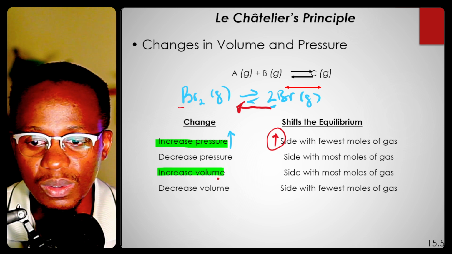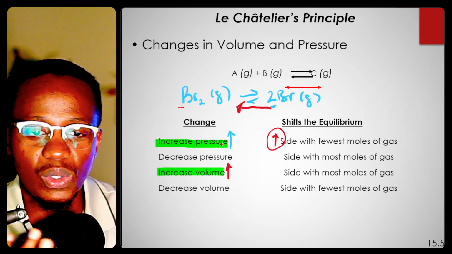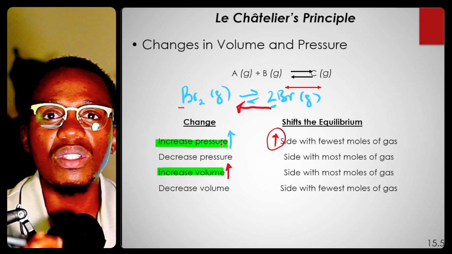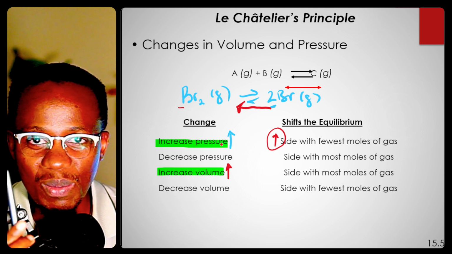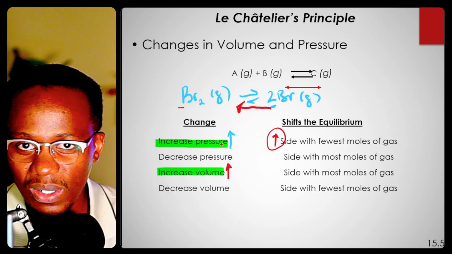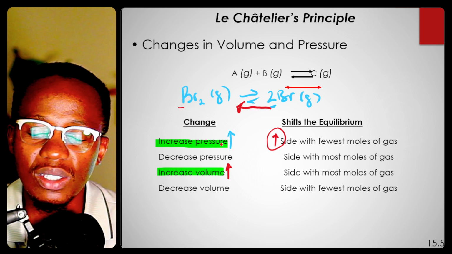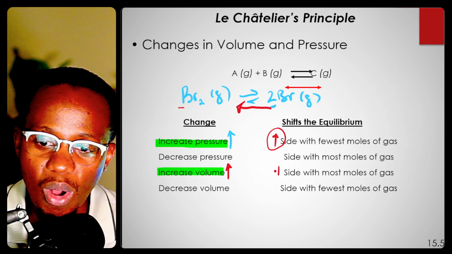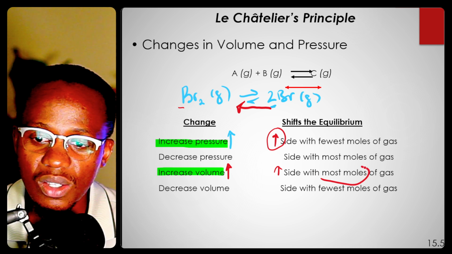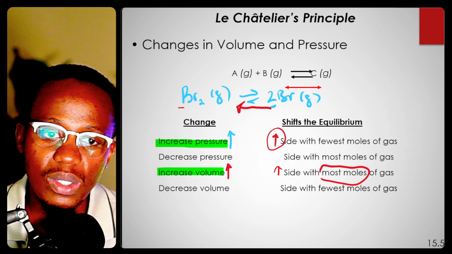How about the volume? If you increase the volume, this is actually something you should know from your other chapter. But if you increase the volume, what happens to the pressure? If you increase the volume, the pressure goes down. So if the pressure goes down, we're going to shift in a way that's trying to increase the pressure, meaning that we go in a way that has the most moles of gases, right?